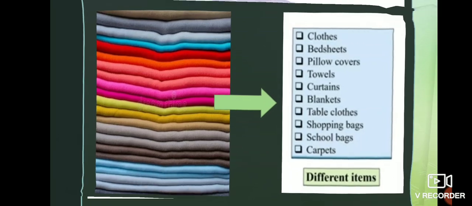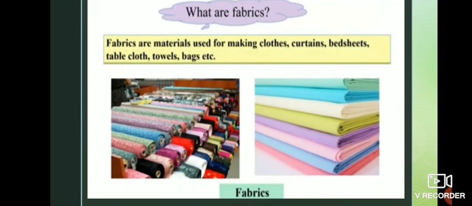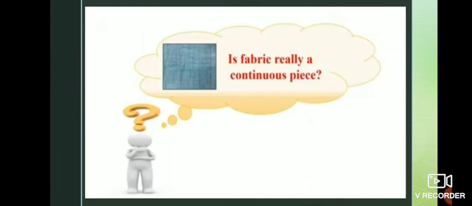So, what are these fabrics? How can we define it? Yes, fabrics are materials used for making clothes, curtains, bed sheets, tablecloth, towels, bags, etc. Then, let us find out, is fabric really a continuous piece?